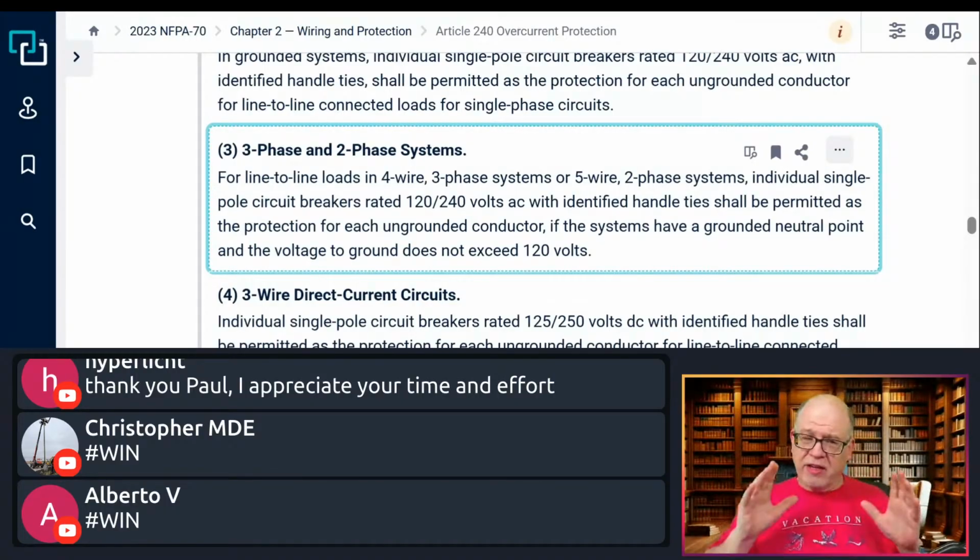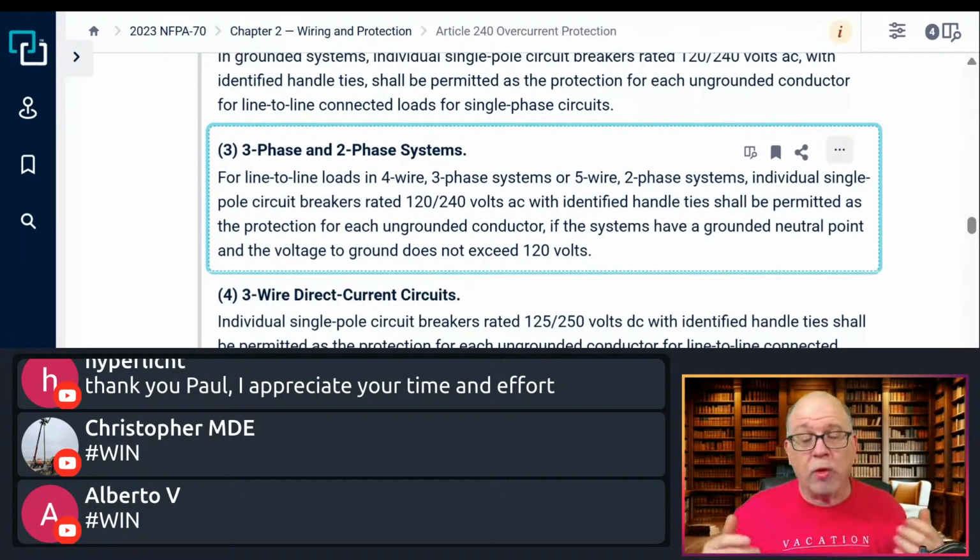So all that makes sense? I think in the real world, when we're doing multiwire branch circuits, we're going to use a 2-pole breaker anyway, or we're going to use two single poles with an identified handle tie.